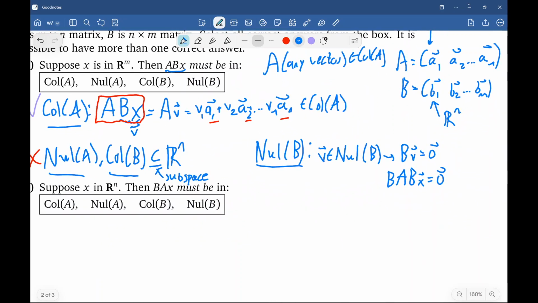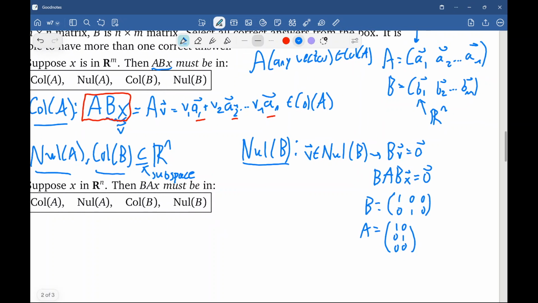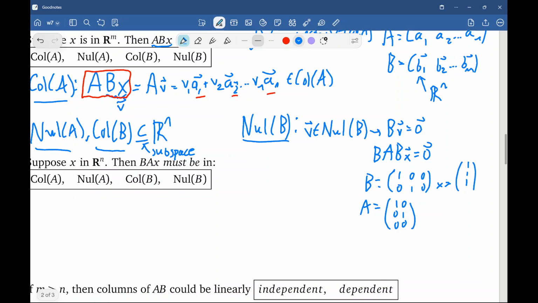So for example, I can take B equals [1, 0, 0; 1, 0, 0], A equals [1, 0, 0; 1, 0, 0], and then X equals [1, 1, 1]. In that case, BABX would be: B times X is [1, 1]. A times [1, 1] is [1, 1, 0]. This is [1, 1]. You can work that on your own. I just did it in my head.